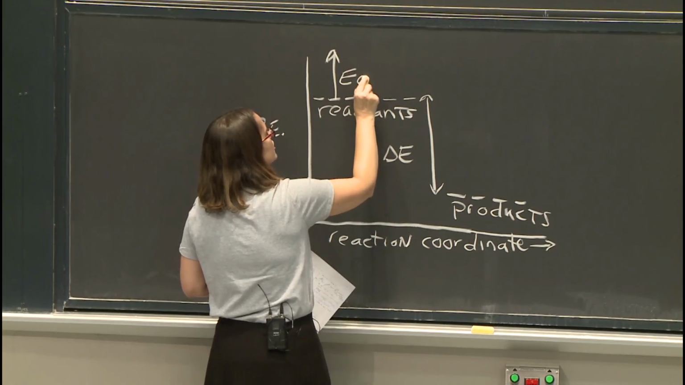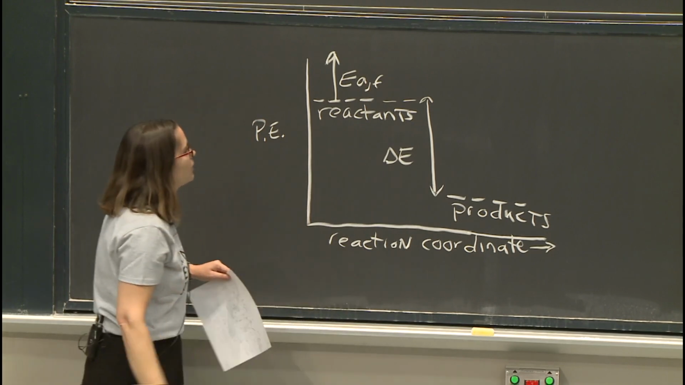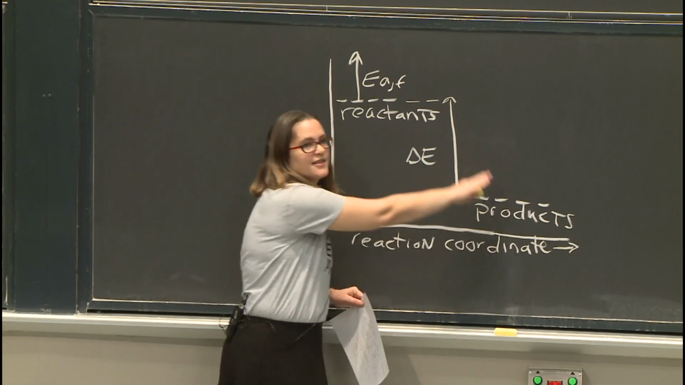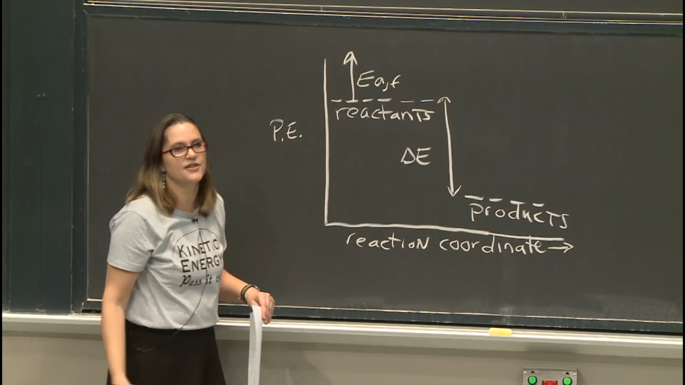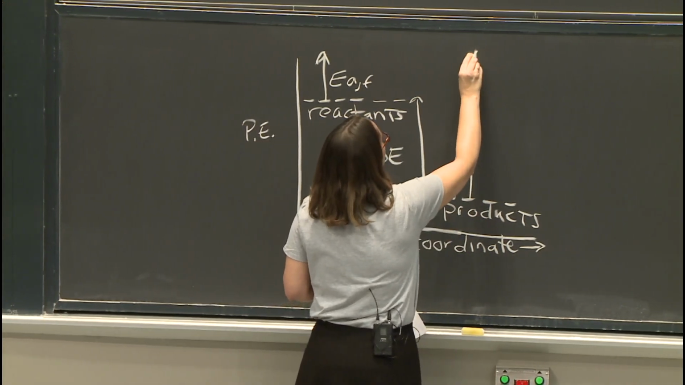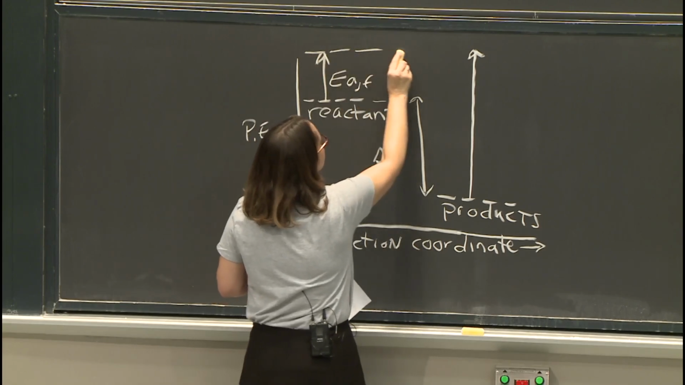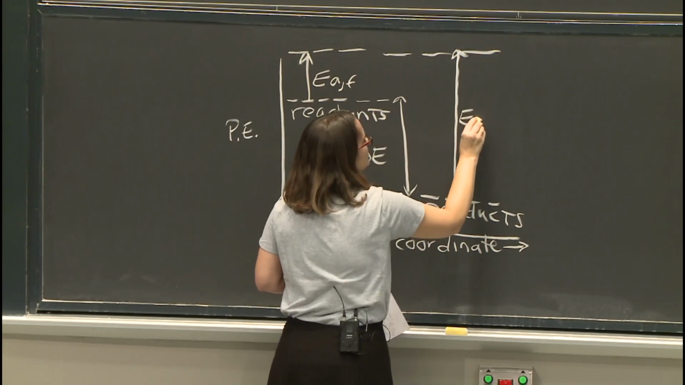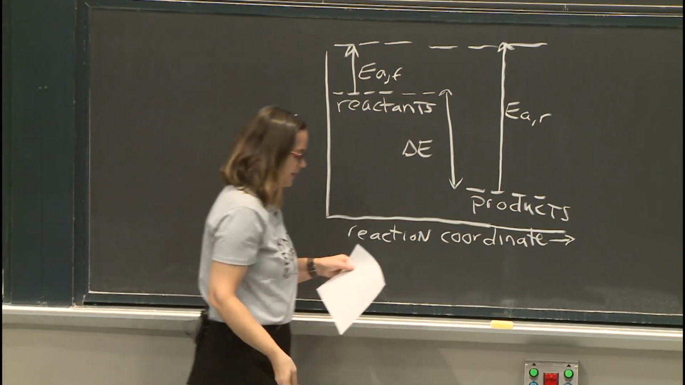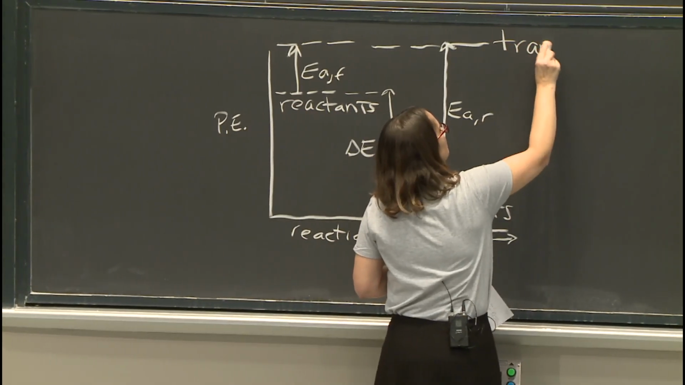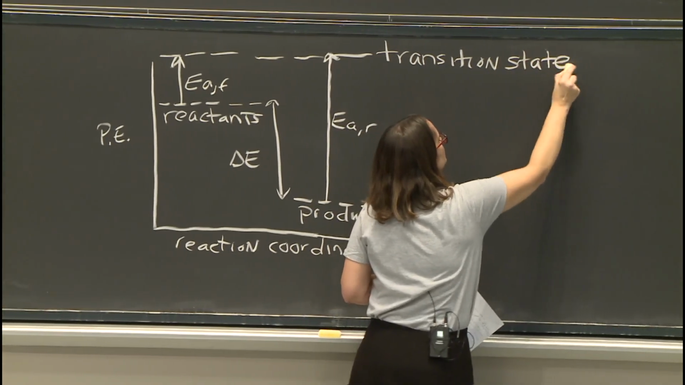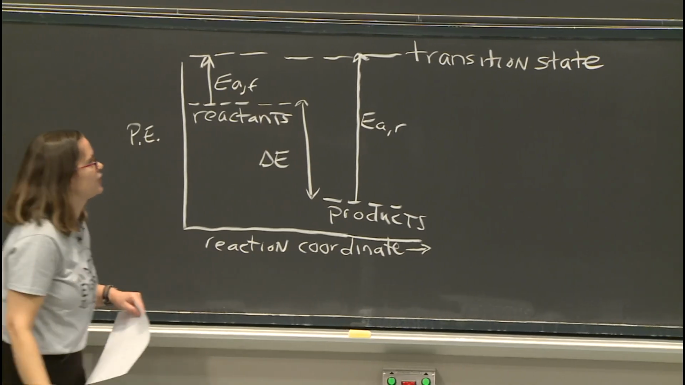So we have the activation energy, comma, F for forward direction. Also, if you're down in products and you want to go back to reactants, there's also a barrier that you have to overcome. And it's not just this. It's all the way up here. And so this would be the activation energy of the reverse reaction. And this dashed line on the top is our transition state, or activated complex. Both are two expressions that are used kind of interchangeably.